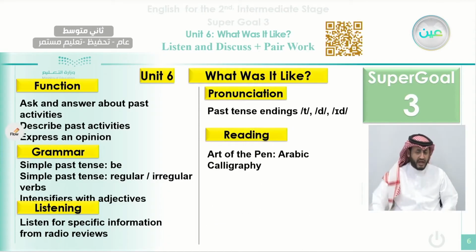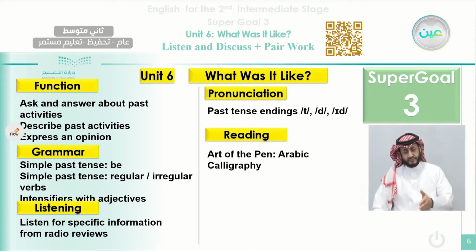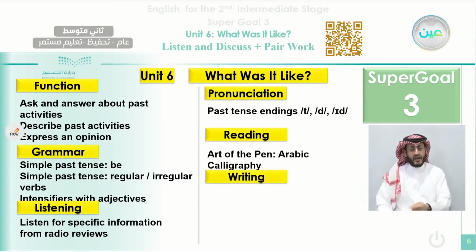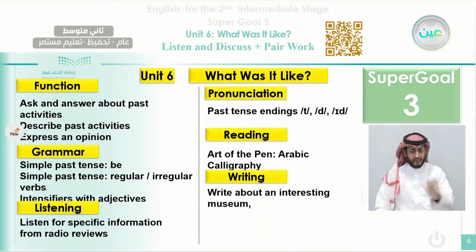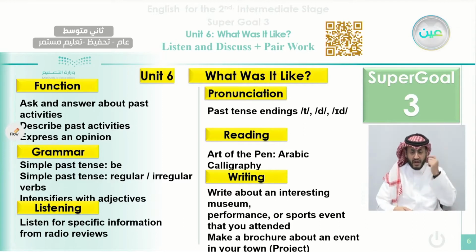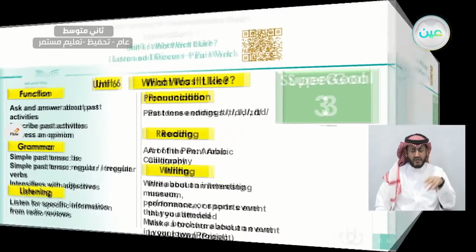Okay, in reading, also you're going to read an article called Art of the Pen, Arabic Calligraphy. Okay. Also in the writing section, you're going to write about an interesting museum. You will imagine that you visited a museum and you will write about it. Also in the project section, you might have a performance or sports event that you attended. And also you're going to make a brochure about an event in your town or in your city.